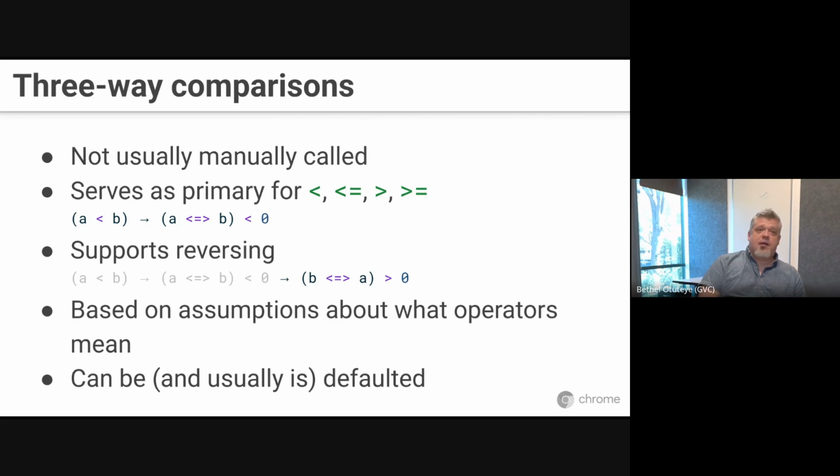Because spaceship is primary, it supports reversing. So not only can you rewrite the other comparisons to it, but you can have them reorder their args. And as with equals and not equals, this is again based on the assumption that all of your different inequality operators relate to each other as we would expect.